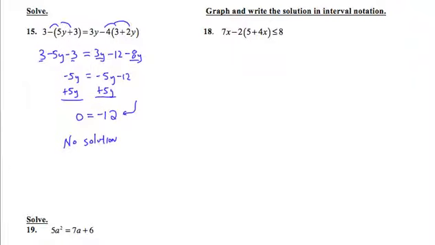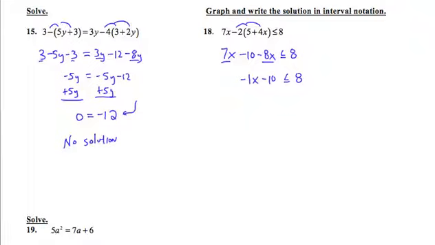Question 18. We're asked to solve this inequality and then graph the solution in interval notation. Okay, so we're going to solve it pretty much the same way we would as if we had an equation here. I'll start by distributing this negative 2 to simplify this left side. So let's see, 7x minus 10 minus 8x less than or equal to 8. Combining my like terms here, 7x and negative 8x, that's going to give me a negative 1x basically, or negative x, either way, minus 10 less than or equal to 8.